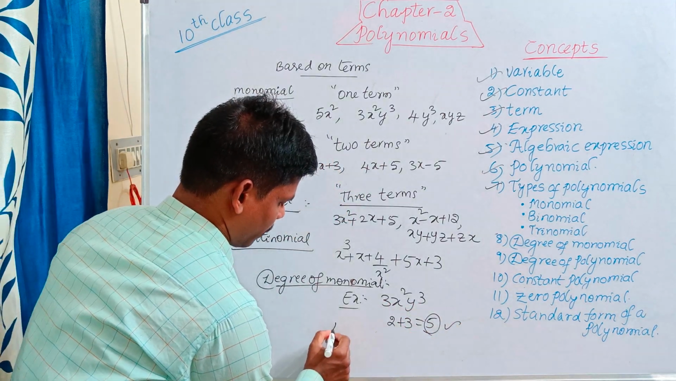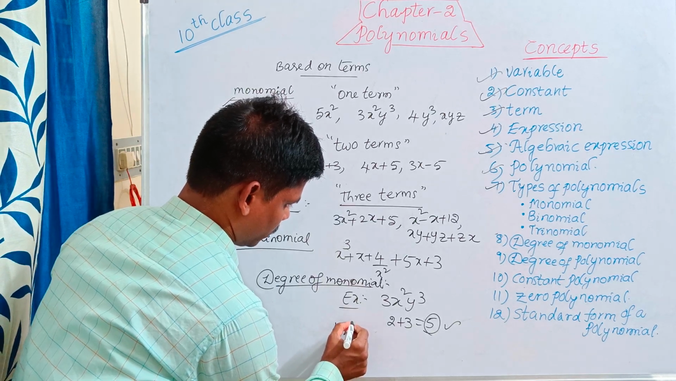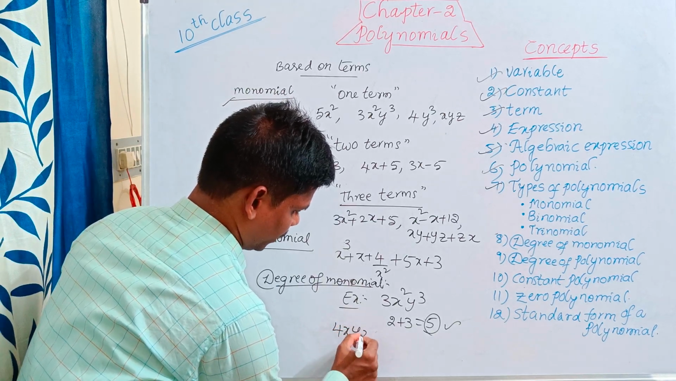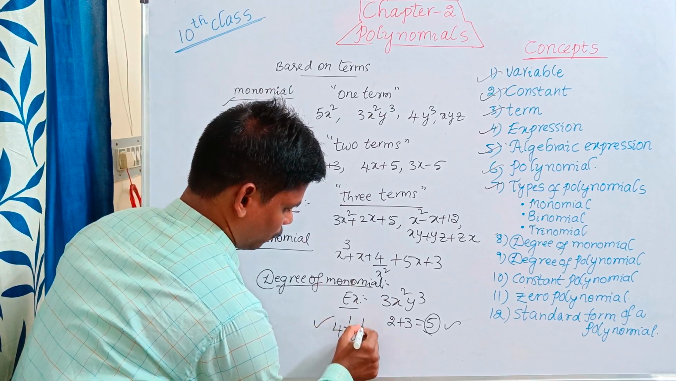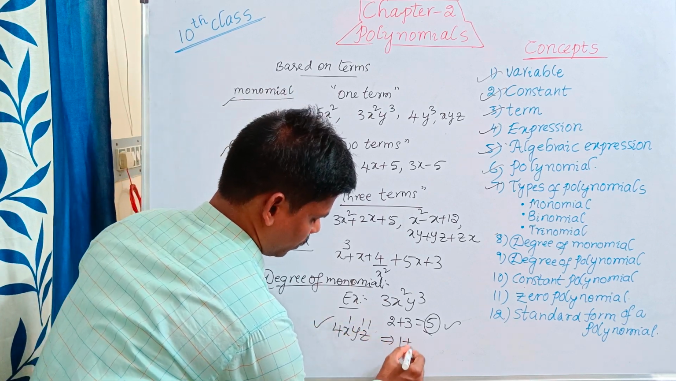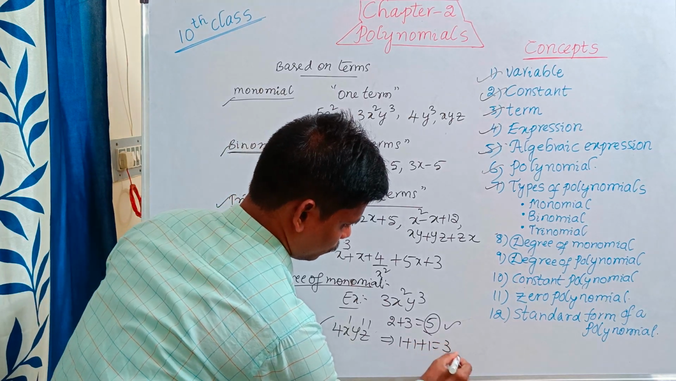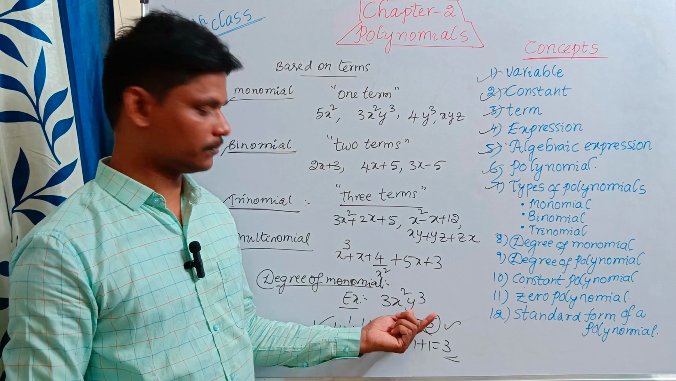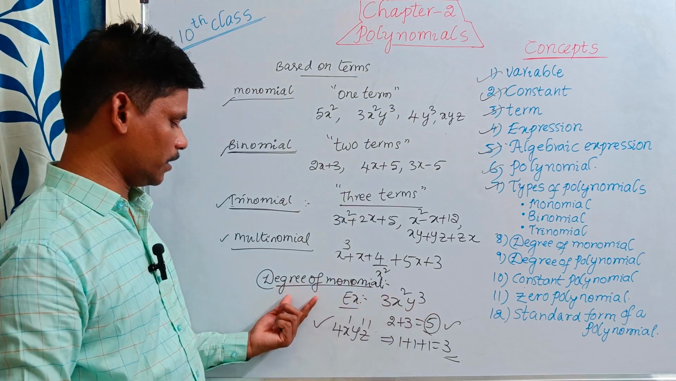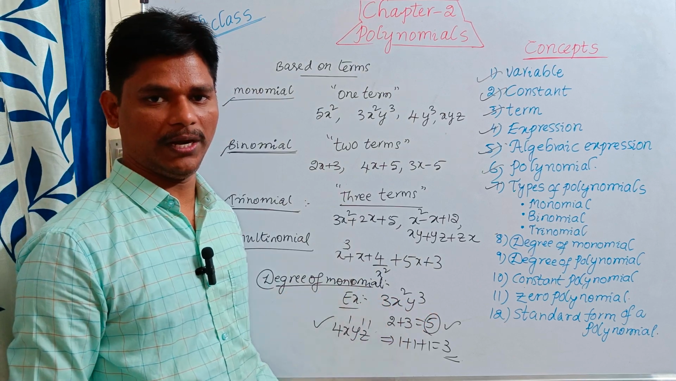Next, for example, 4xyz. What is the degree of this term? The powers are 1, 1, 1. So the degree is 1 plus 1 plus 1, that is equal to 3. The sum of all powers of that term is called the degree of the monomial.